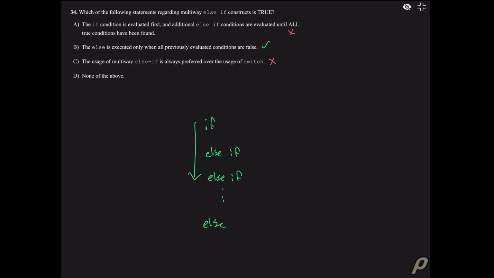Switch is usually better with large constructs just because it doesn't take up as much time. Say you're trying to figure out what day of the month it is or what month it is, something like that. Switch can be better because it doesn't have as much code that you need for it. So that's false, which means B is our correct answer.